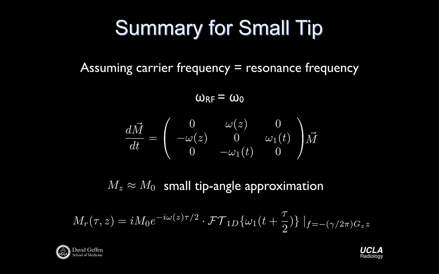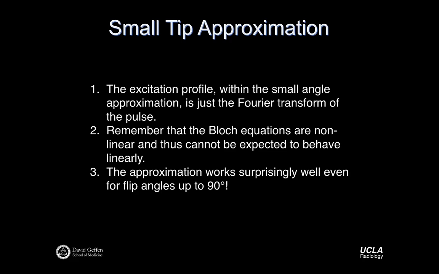That was just the solution itself. So what did we do? Well, we said the excitation profile within the small tip angle approximation is just the Fourier transform of the pulse. So that gives us this easy kind of mapping, if you will. And you need to remember, of course, that the Bloch equations are nonlinear, and so they can't be expected to behave linearly. The approximation works surprisingly well, even up to flip angles as large as 90 degrees, which sounds crazy, because you're certainly not keeping Mz constant anymore with such large flip angles, but it's still a pretty good design strategy.